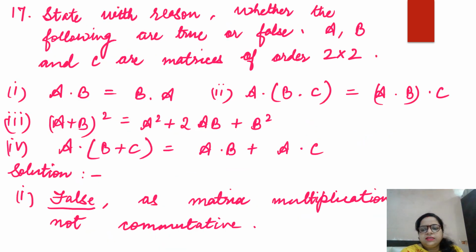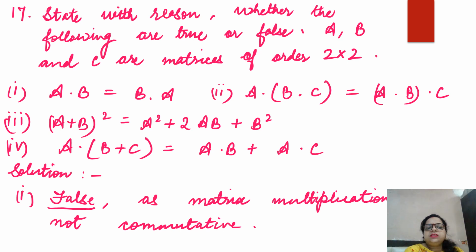State with reason. I think this is the last question, children. State with reason whether the following are true or false. A, B and C are matrices of the order 2 by 2. First, A into B is equal to B into A. Secondly, A into B into C is equal to AB into C. Third, (A plus B) whole square is equal to A square plus 2AB plus B square. Fourth, A into (B plus C) is equal to AB plus AC.